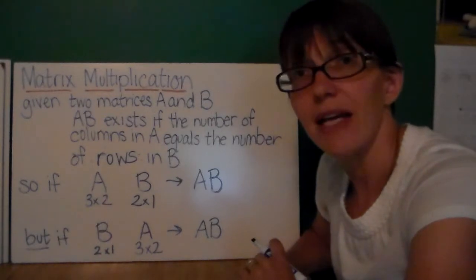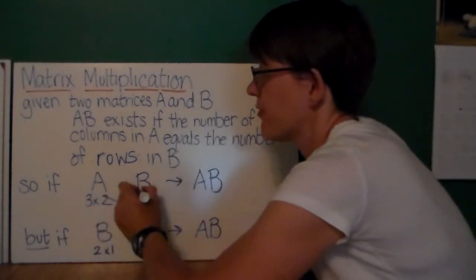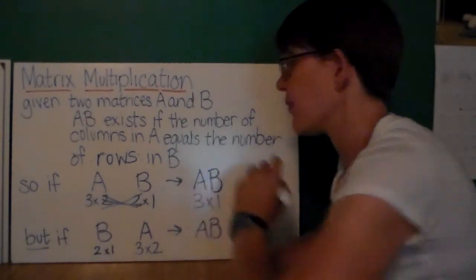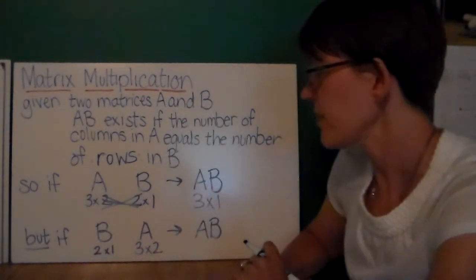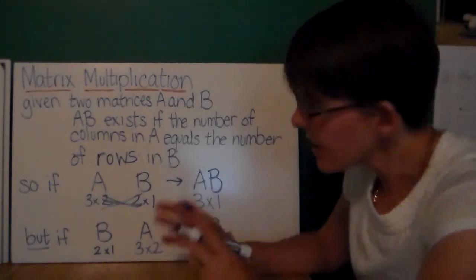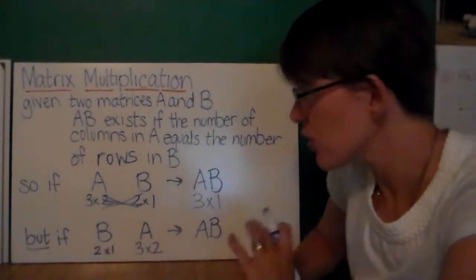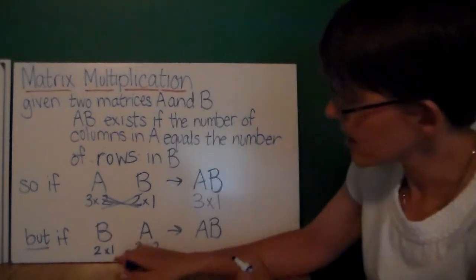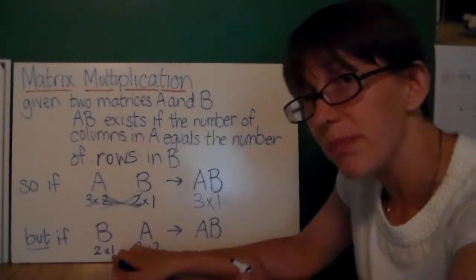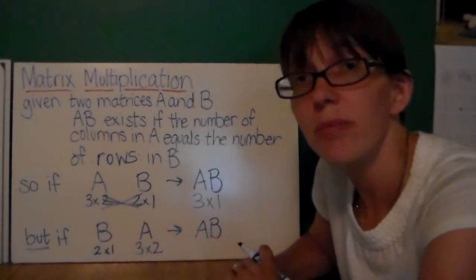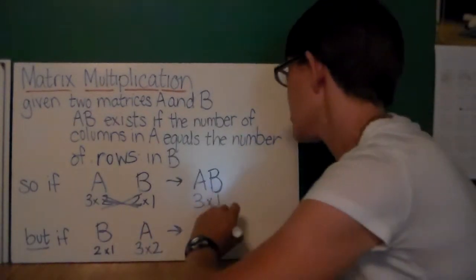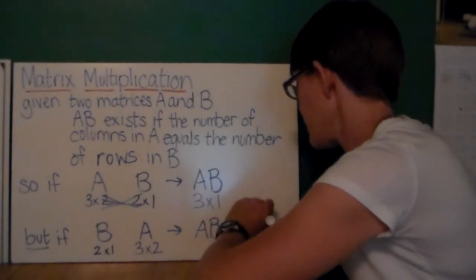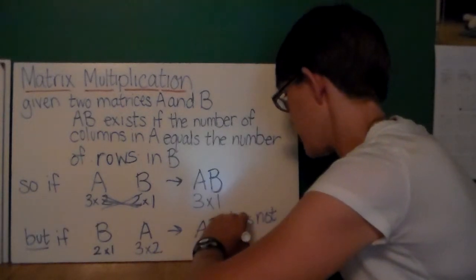What will the order of that answer be? Well, I can just cross off what's in the middle here. My AB result will be a 3 by 1 matrix. But let's say I try to switch this around. Now B is a 2 by 1 matrix, and A is a 3 by 2 matrix. Look, the number of columns in B does not match the number of rows in A. So AB does not exist.